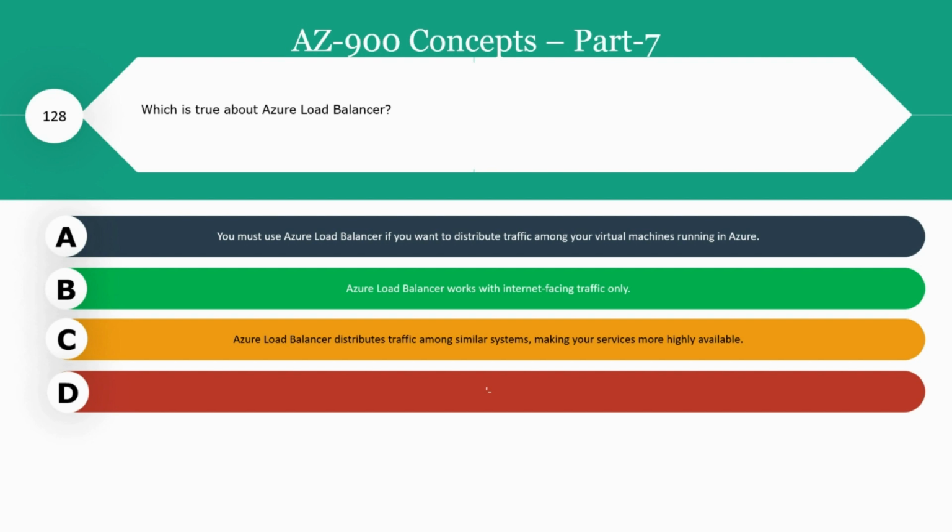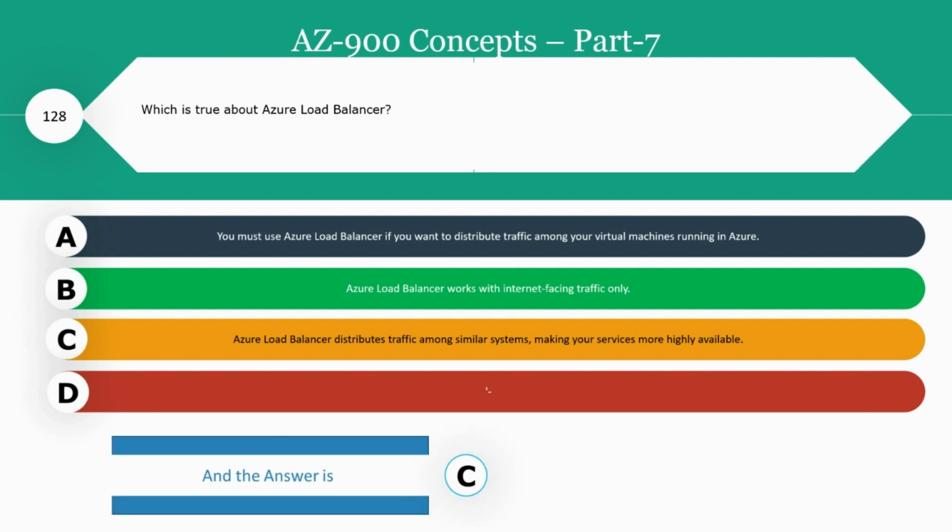Next question: What is true about Azure Load Balancer? Option A, you must use Azure Load Balancer if you want to distribute the traffic among your virtual machines running in Azure. Option B, Azure Load Balancer works with internet facing traffic only. Option C, Azure Load Balancer distributes traffic among similar systems, making your services more highly available. Here, out of these three options, option C is the correct answer.